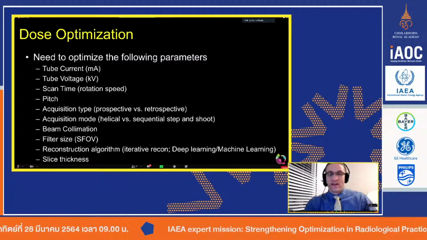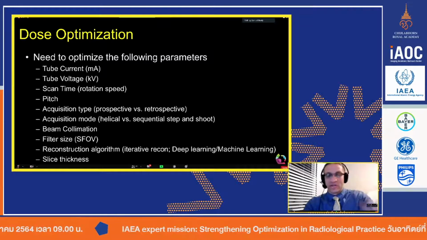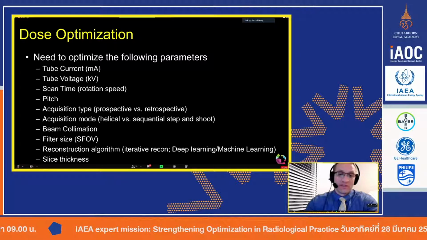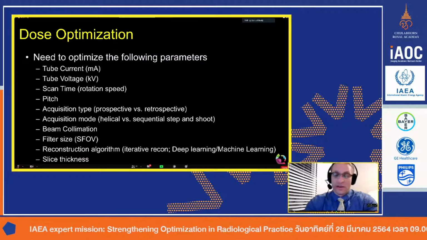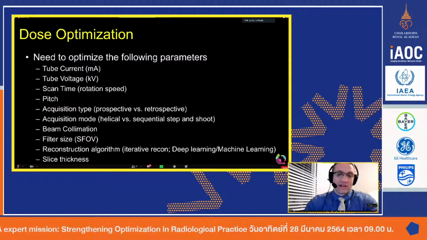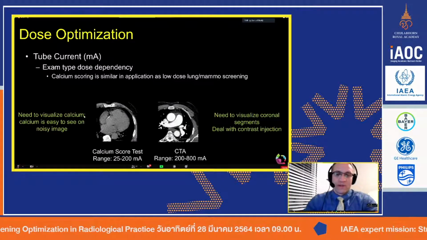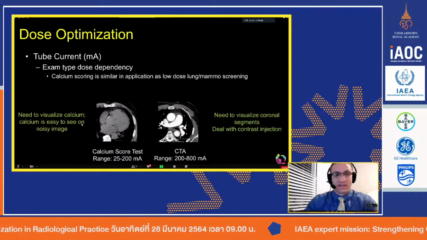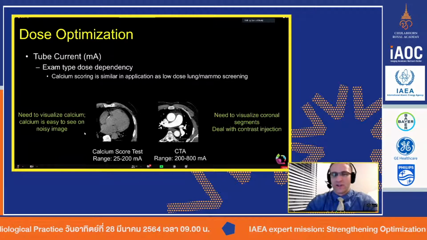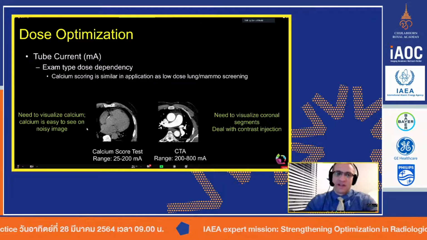Reconstruction size, types, iterative reconstruction versus deep learning now. I have some images of deep learning in the heart. And then, of course, slice thickness and all that kind of stuff. So let's just go through this step by step because there's a lot of ways to look at this. And actually, when we break it down, it can be fairly simple at each step.